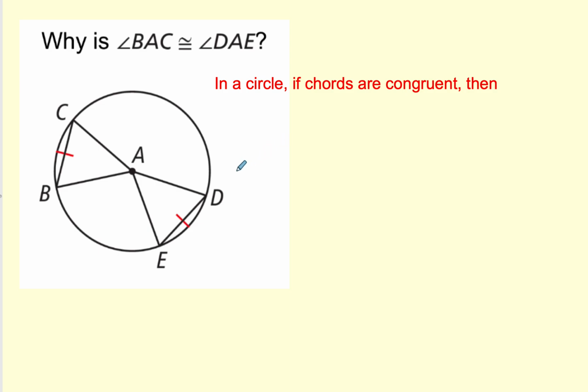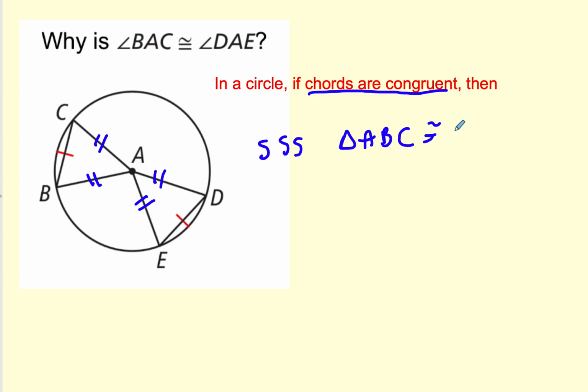Let's take a look at this circle where the chords are congruent. So we have chords that are congruent. Let's see what else we can find out. Now we know these are all radii. So these two triangles will be congruent by SSS. So triangle ABC will be congruent to triangle ADE. And I'm going to call this angle 1 and angle 2. Therefore, angle 1 will be congruent to angle 2 by corresponding parts of congruent triangles are congruent.